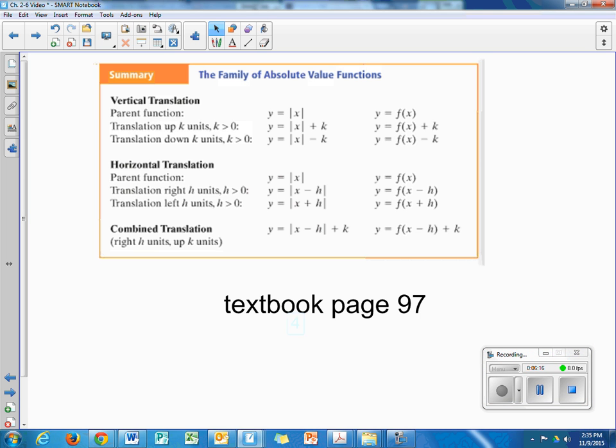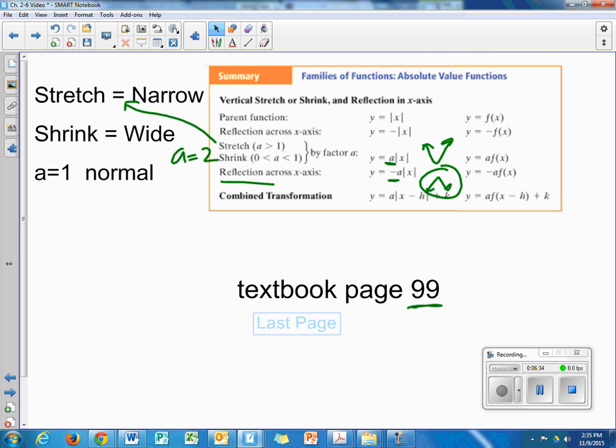Here's some extra notes for you guys to look into. Once again, like I stated, when the numbers are on the inside, just like this, it's going to be a horizontal shift. When the numbers are outside the absolute value, it's going to be a vertical shift. And combined means it's both a horizontal and a vertical shift, which is just what I went over on number 3. This can be found on page 99, class. Once again, if it's negative right there, on the outside, in front of the absolute value, it's going to reflect, meaning flip.